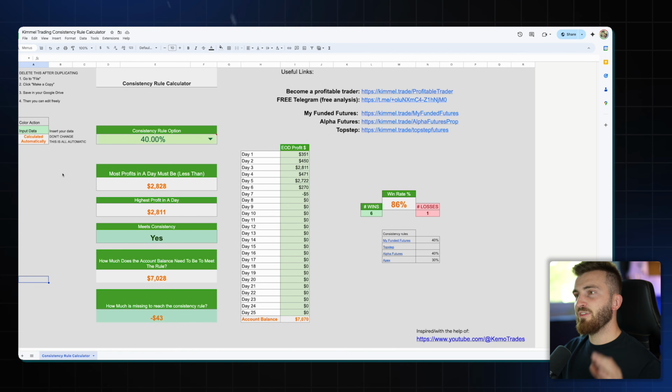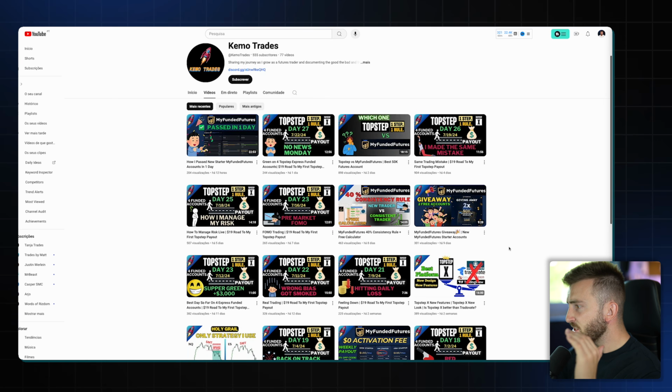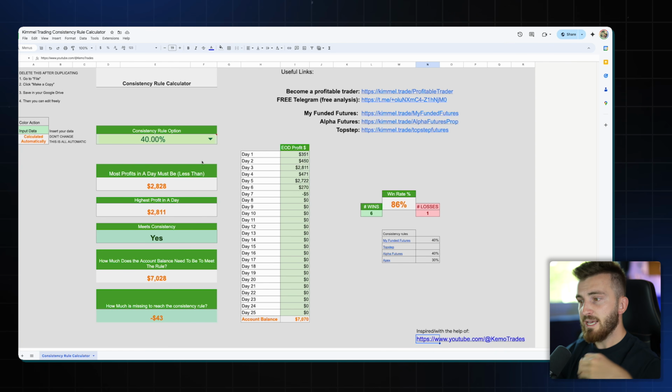Right here, we have the consistency rule calculated. And by the way, this was inspired by Kimmel Trades. I looked up consistency rule and I saw that this guy had made a consistency rule calculator, and I was already doing that within an Excel spreadsheet that I had. I was thinking about doing something like this. So I saw that he made a very nice one, made a few tweaks, and messaged him to see if he minds that I use this. He said, absolutely fine. So this was inspired with the help of Kimmel Trades. Subscribe to him, and the channel is going to be linked in the description.